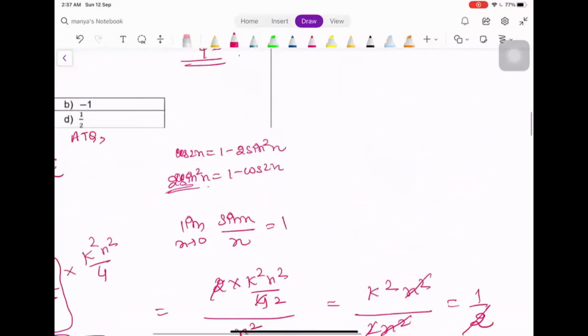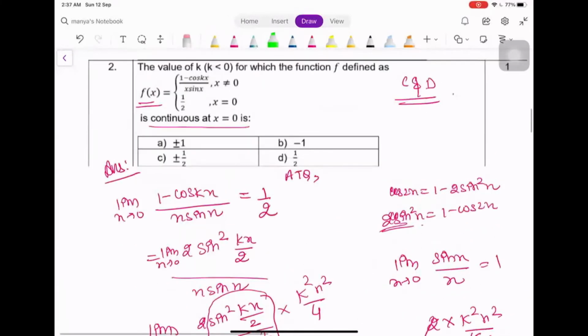But if you don't read the question carefully, you would write the answer wrong. We need to find the value of k which is less than 0. So the value of k which is less than 0 is minus 1.